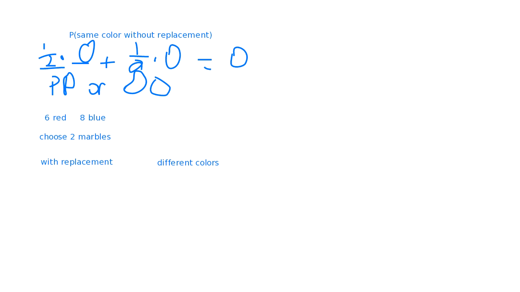So what could we get? We could get a red and a blue, or we could get a blue and a red. Chime in if you don't understand. But you have to write out all your possibilities first to even begin the problem. So again, I'm picking 2 marbles, 6 red, 8 blue. Different colors means a red, then a blue, or I could get a blue, then a red.